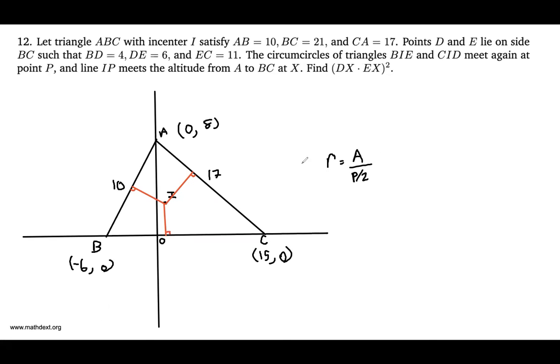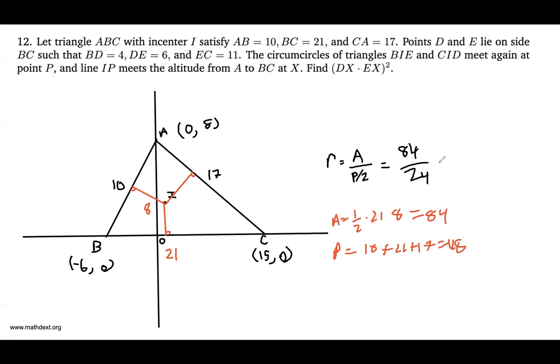We actually can find the area and perimeter of this triangle. The area is half base times height. The base is 21 here, and your height is 8. So the area is equal to half times 21 times 8, which is 84. The perimeter is equal to 10 plus 21 plus 17, which is 48. So perimeter divided by 2 is 24. So our inradius is equal to 84 over 24, which is 3.5.